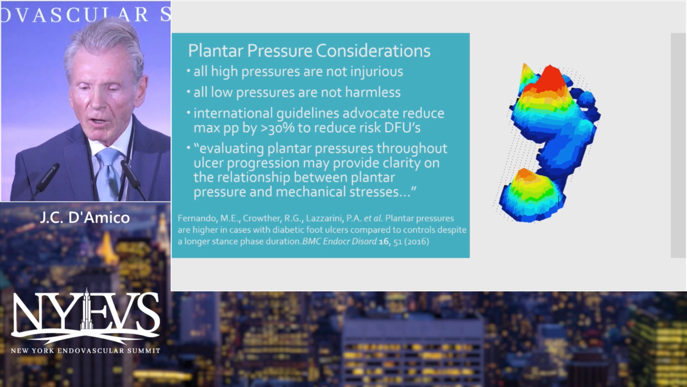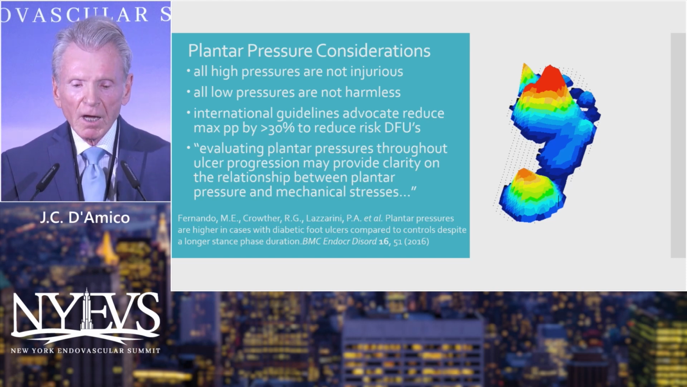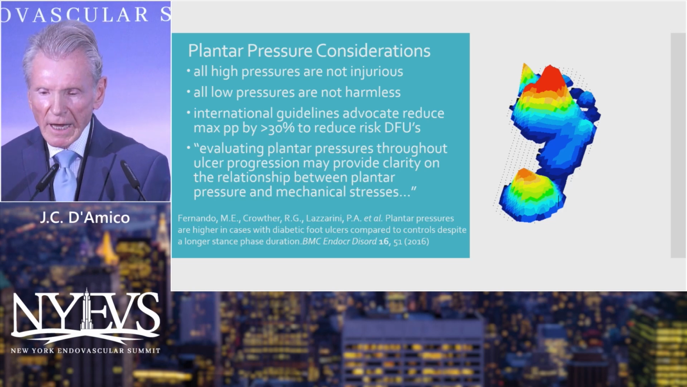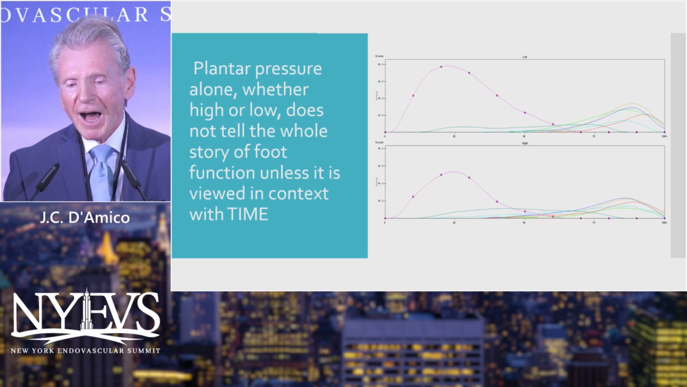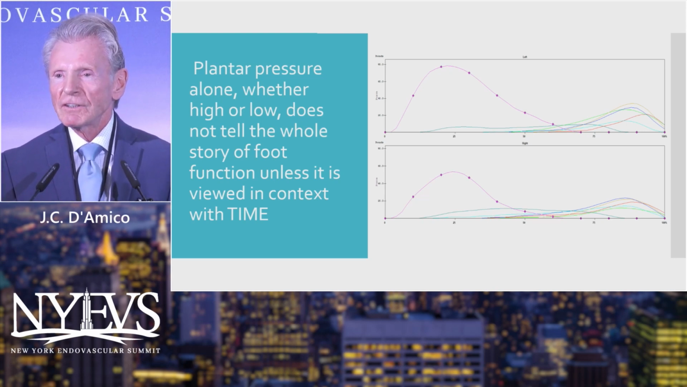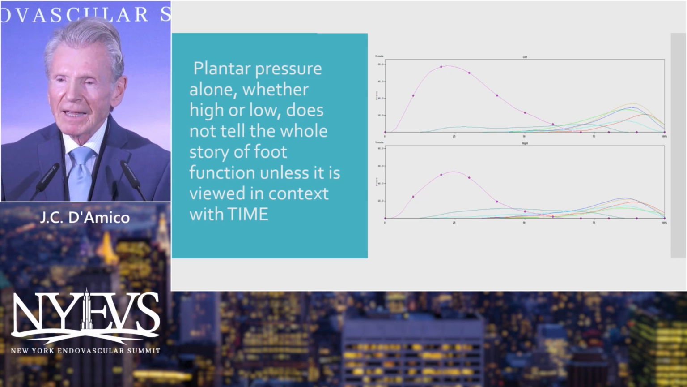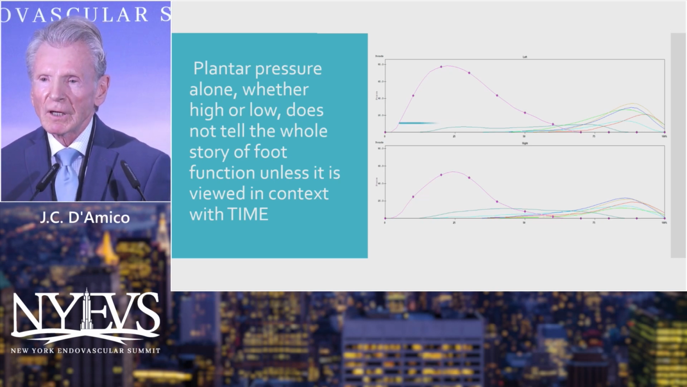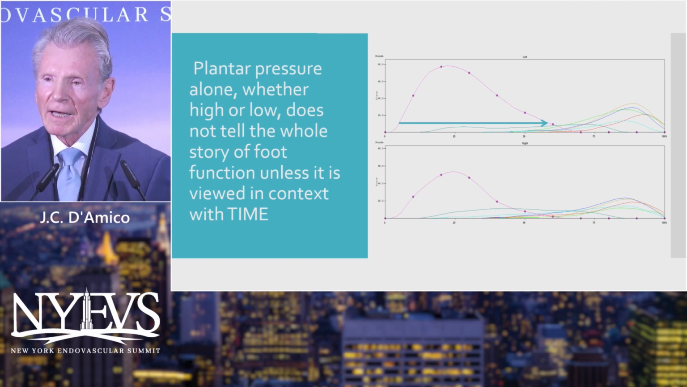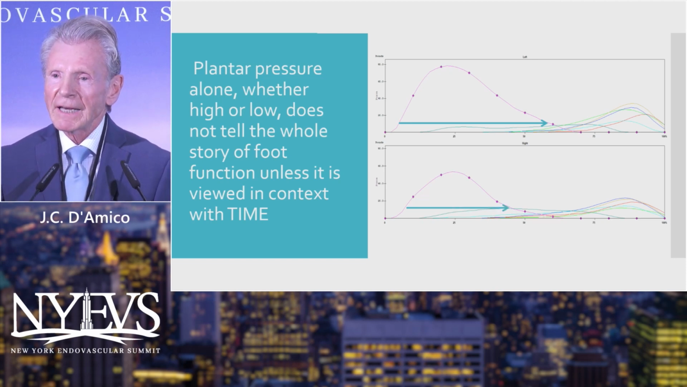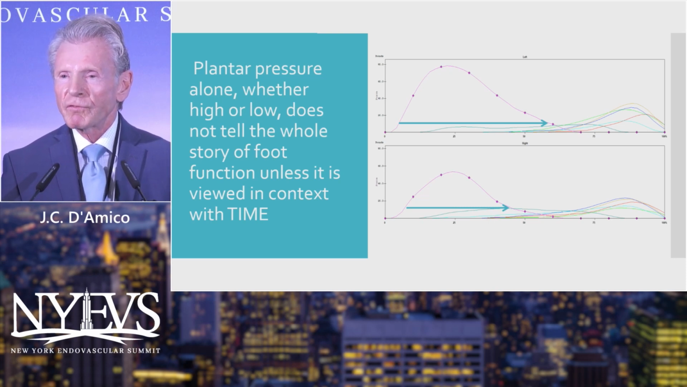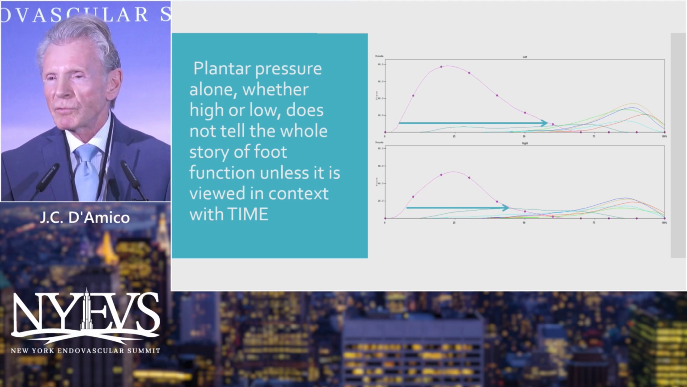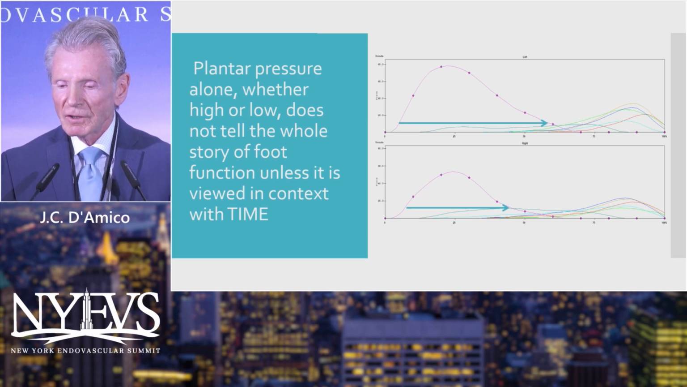Evaluating plantar pressures throughout ulcer progression may provide clarity on the relationship between plantar pressure and mechanical stresses. So plantar pressure alone, high or low, doesn't tell the whole story. You need to look at it in context with time. This one here, the top's the left foot, the bottom's the right foot. Look at the difference. The left heel is on the ground versus the right heel. Now, how do you know that? Unless you do this. And measuring limb length is not a criteria for functional symmetry. Over 90% of the population has limb length discrepancy over half an inch. And it's usually easily adjusted for.